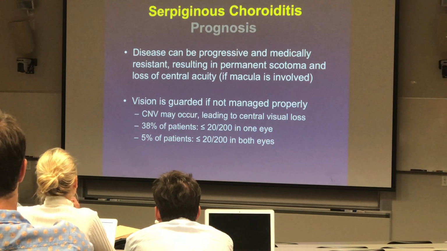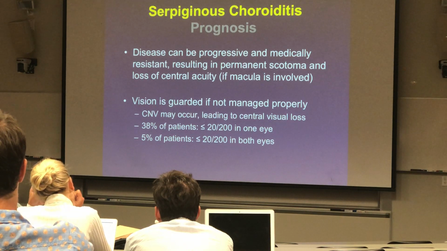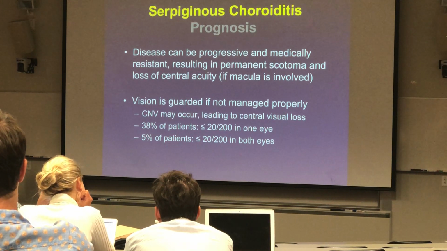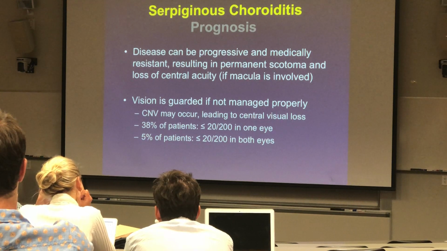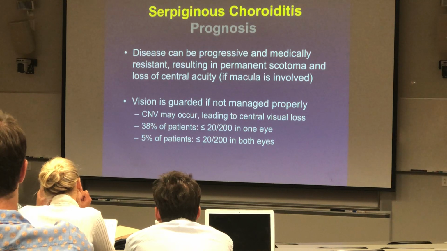So the prognosis is a lot worse for serpiginous and can be quite progressive and medically resistant. The vision is quite guarded if not managed properly. CMV may occur, leading to central vision loss. Otherwise, the lesion that you see there will encroach into the foveal center.